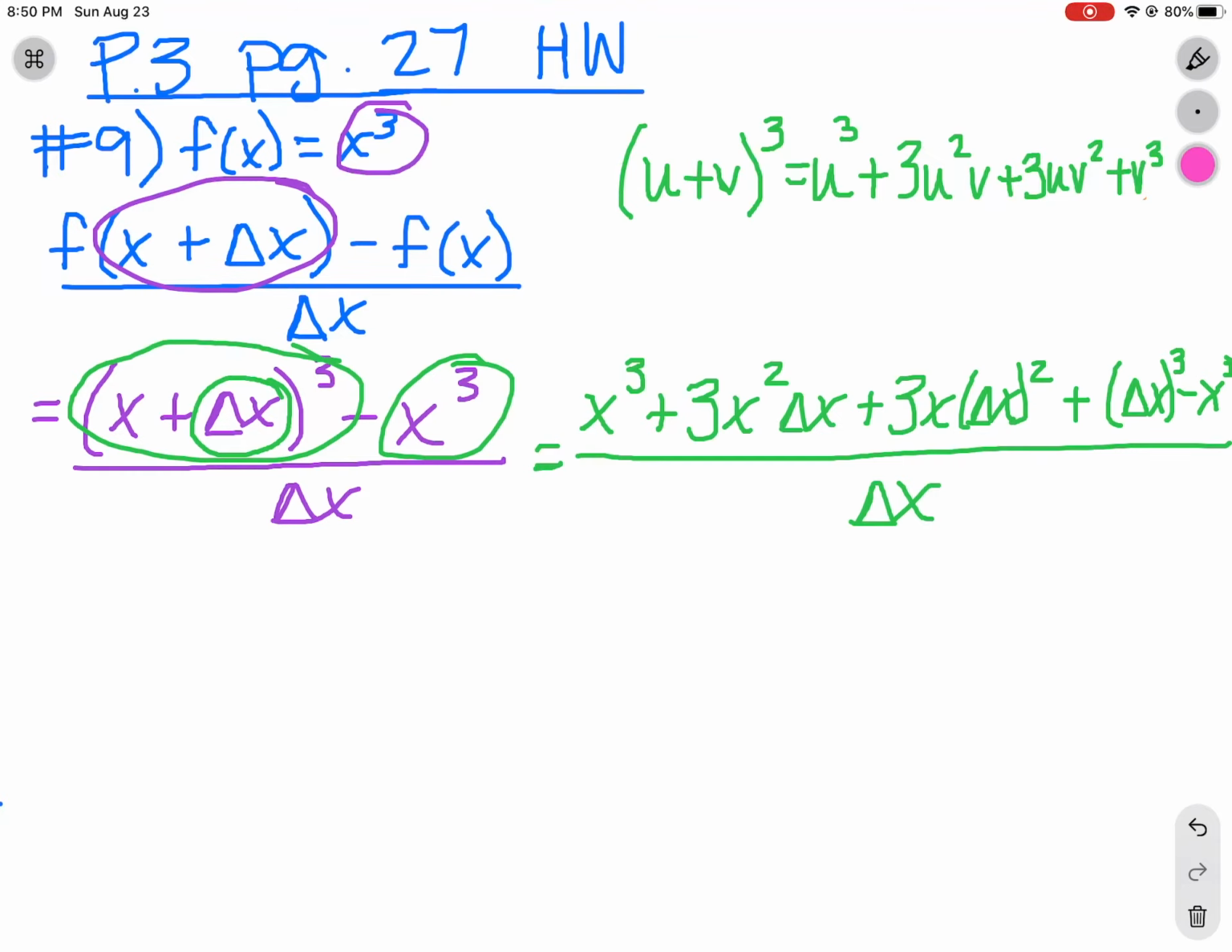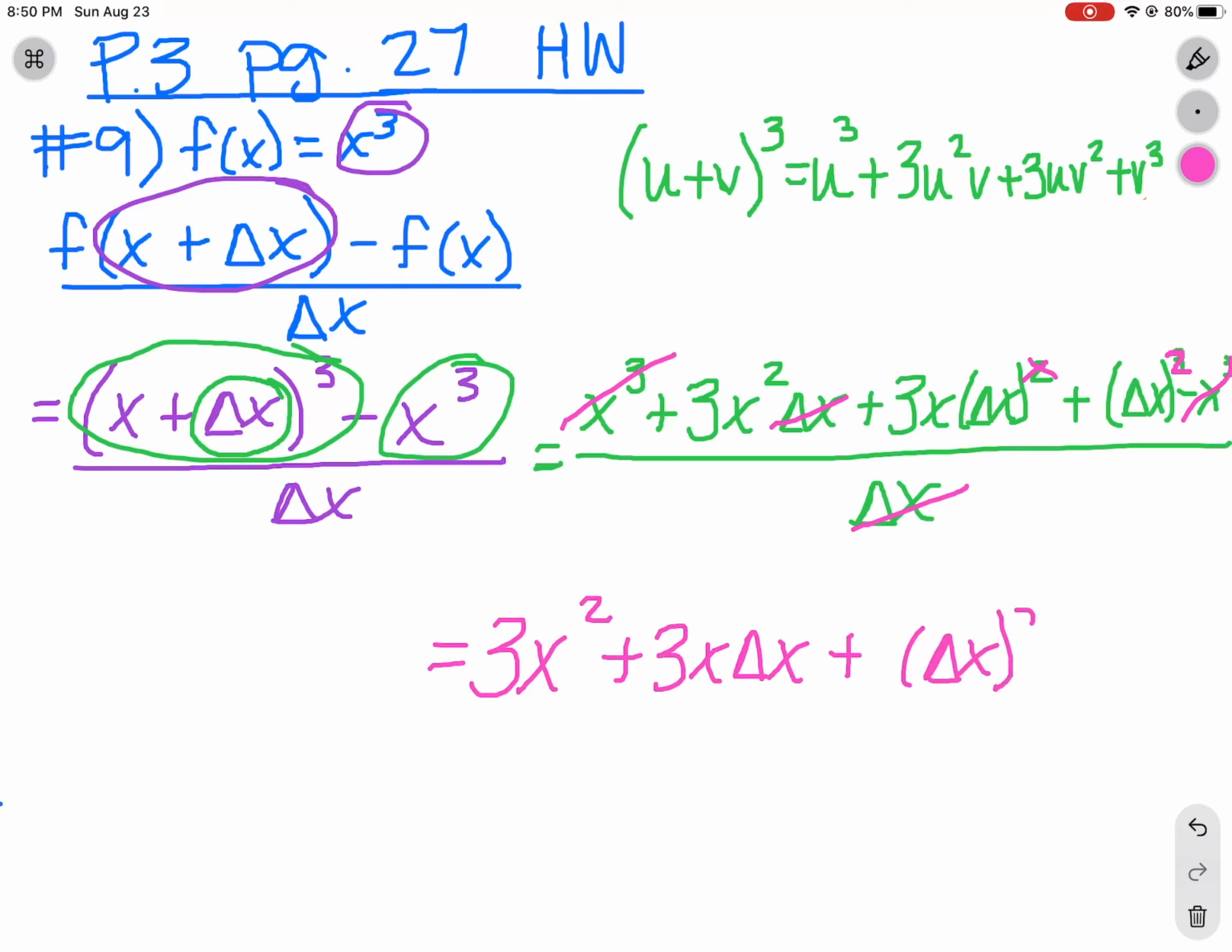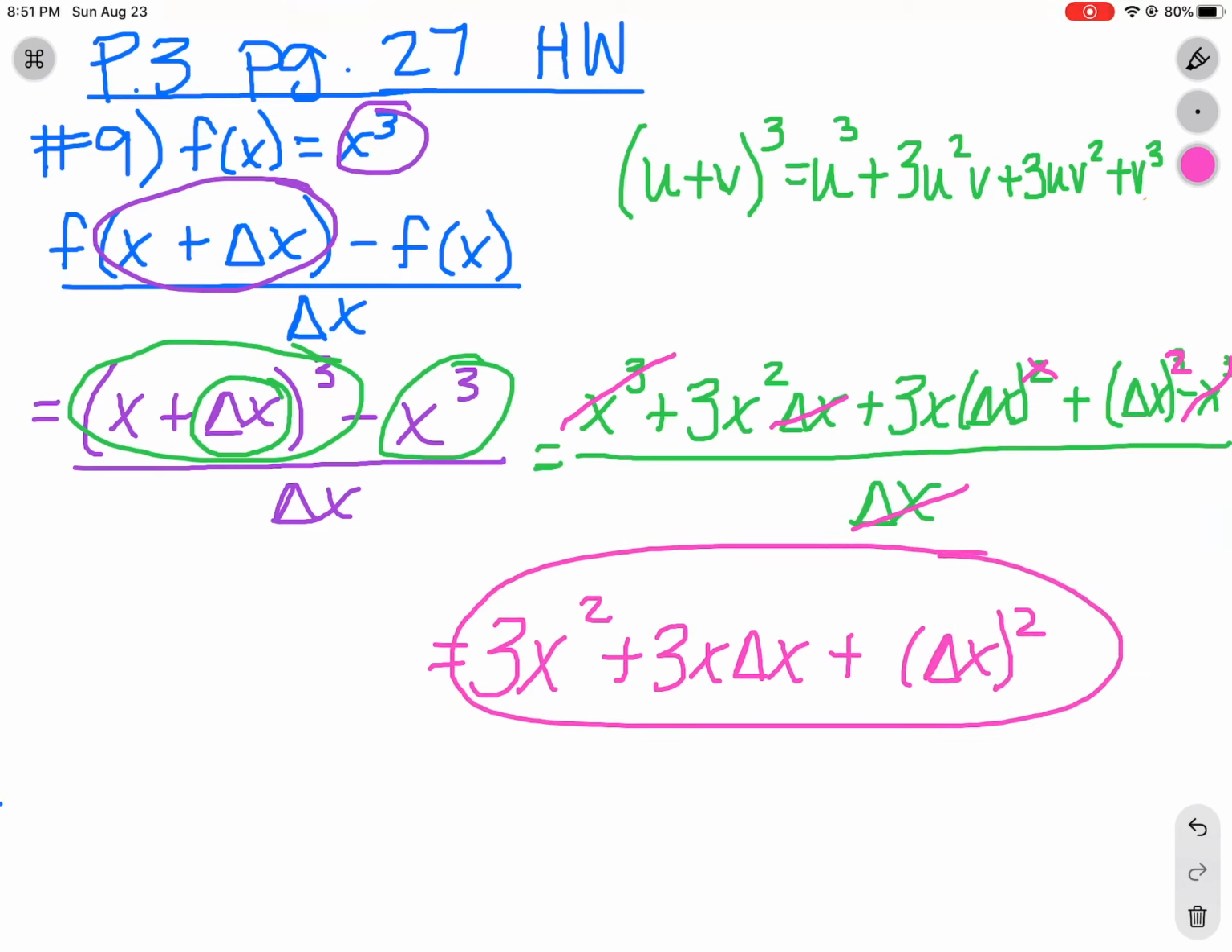Now we're home free. That was the worst part of it. So the best part is I have this x cubed here and this x cubed here. And then I notice, hey, all of my terms have a delta x in them. So I can reduce by a delta x out of each one. So this delta x cubed, I'm going to change to delta x squared. So my final answer is 3x squared plus 3x delta x plus delta x squared. And that's all there is to it. It was a much easier problem knowing this little shortcut right here.